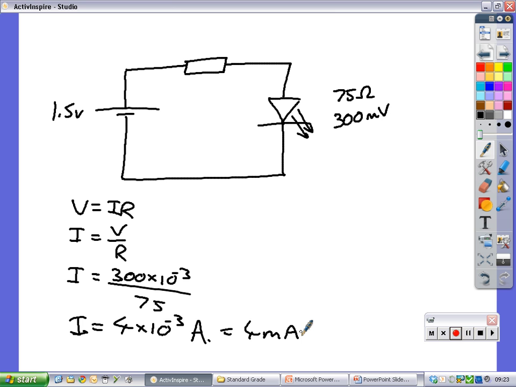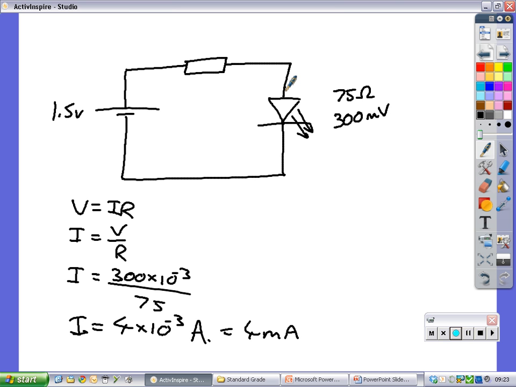So 4 milliamps is the current that needs to go through this LED, which means 4 milliamps is the current which needs to be in the whole circuit to protect the LED. Okay, so 4 milliamps is what we need. So we have got a resistor component here. What can you tell me about what's happening in the resistor? What properties are there of the resistor? It needs to have 4 milliamps. We want to know the resistance. What else do we need to know?